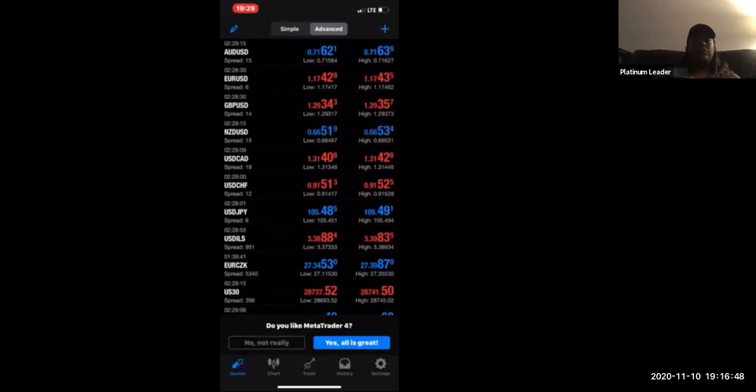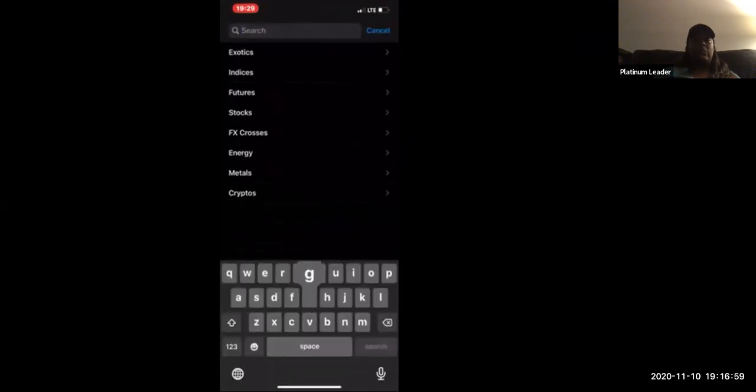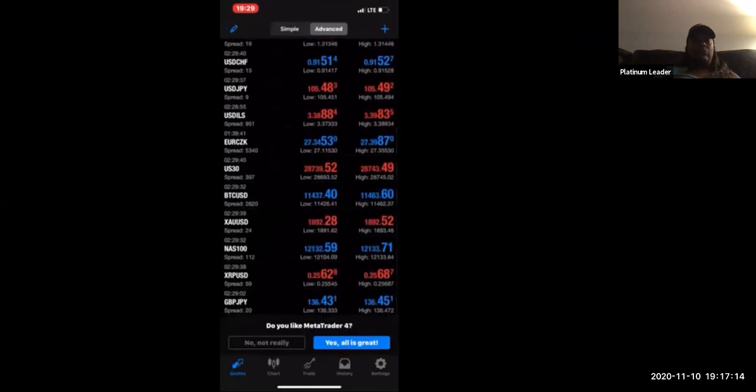What you're going to do is click on this plus sign at the top right-hand corner, and you're just going to type in. Like if you don't see the search bar, just scroll your screen down, and then the search bar pops up. So you're going to type in GBP JPY, right? And then you see this little green plus sign, you click it. Once you click it, it is now added to the rest of your Forex pairs. So all you're going to do is hit cancel and then hit the back button. And now you scroll down to the bottom, there it is.